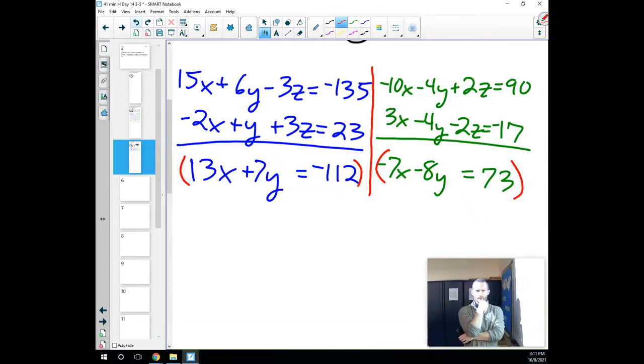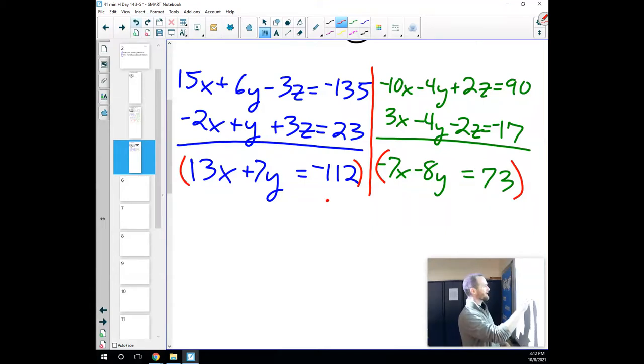I'm going to match up the y's, because to match up the x's, we have to multiply one by a 13. I really don't want to multiply 73 by 13. So let's match up the y's. We've got a positive 7y and a negative 8y, so the signs are already different. That's good. And the lowest common multiple of 7 and 8 is 56.